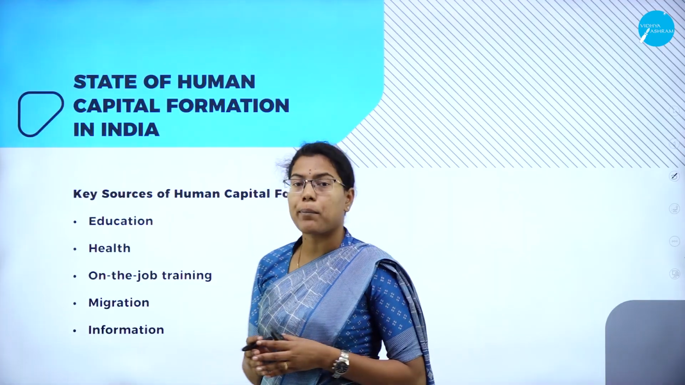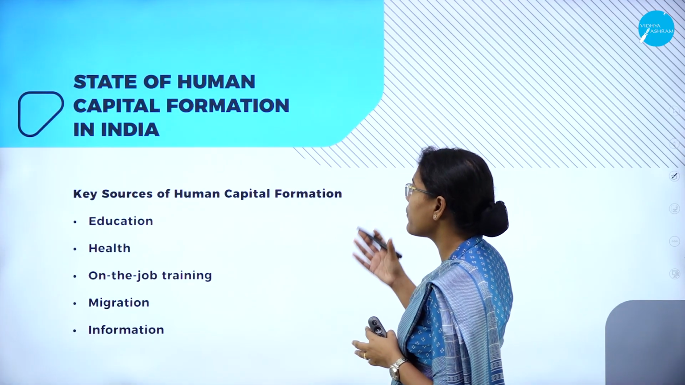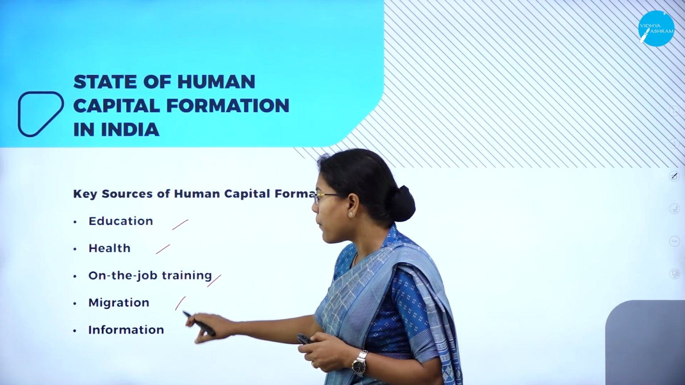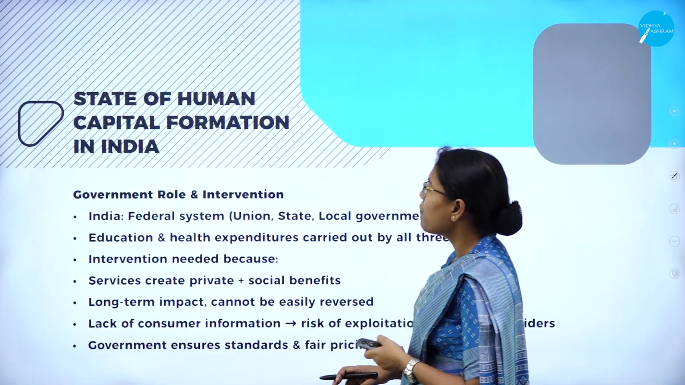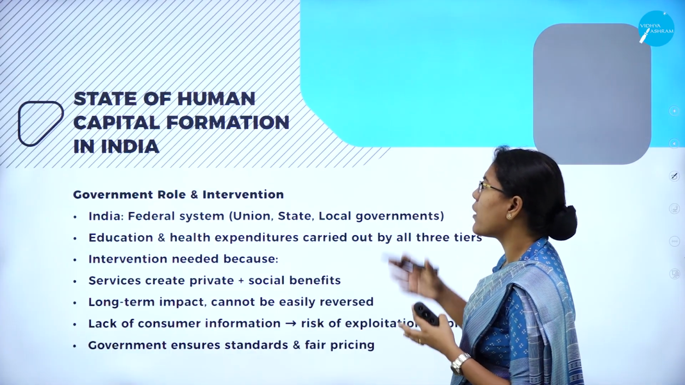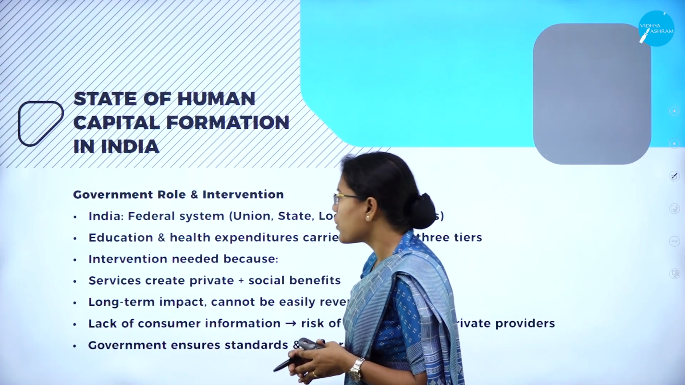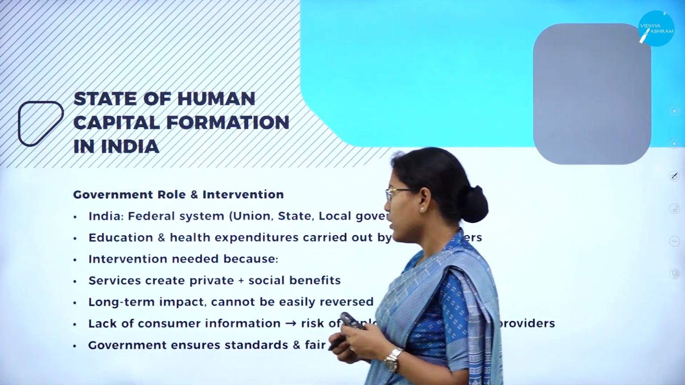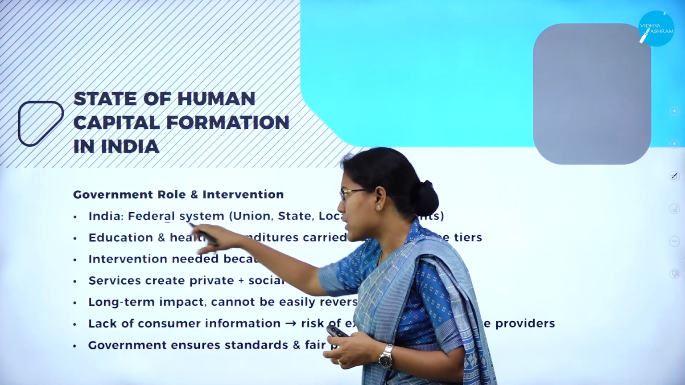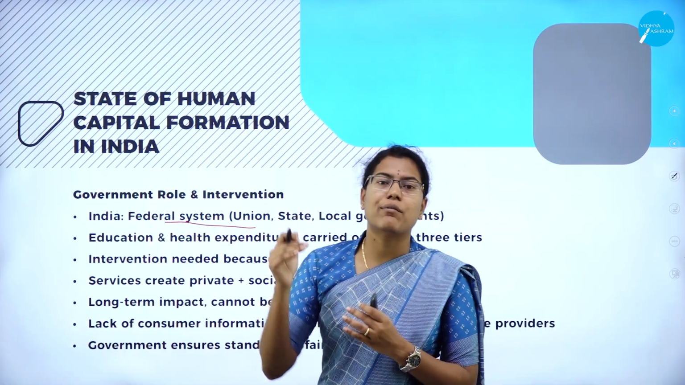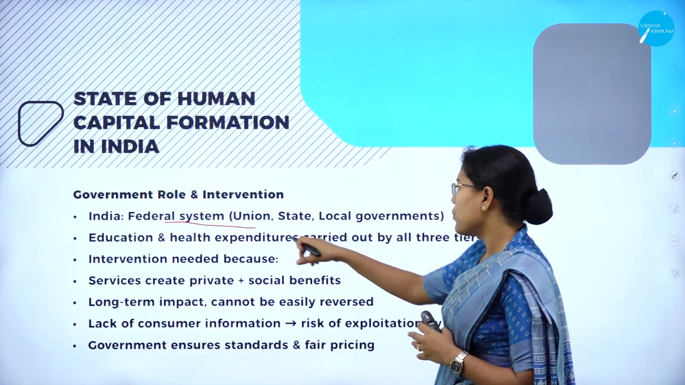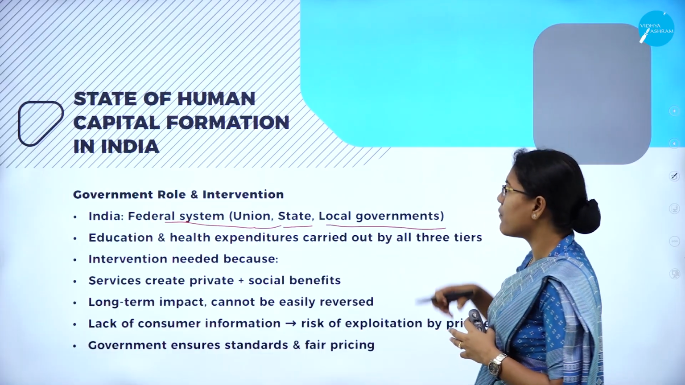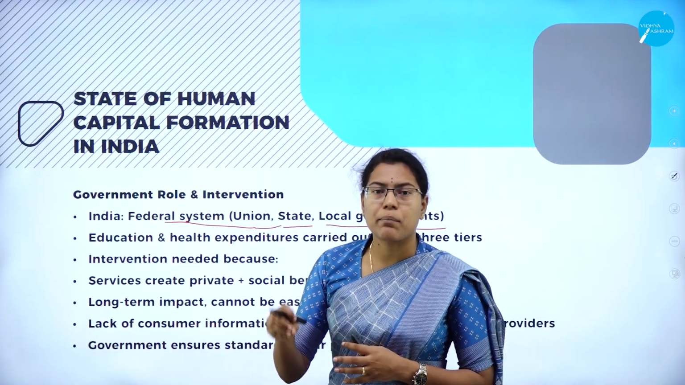So how is human capital formation in India? Some of the key sources, as we discussed, include education, health, on-the-job training, migration and information. Moving forward, what is the role of government and intervention here? When we talk about what the government has played in increasing human capital, India has a federal system. That means we have different levels of administration, both at the union government and at the state level, as well as local governments like municipalities and panchayats.